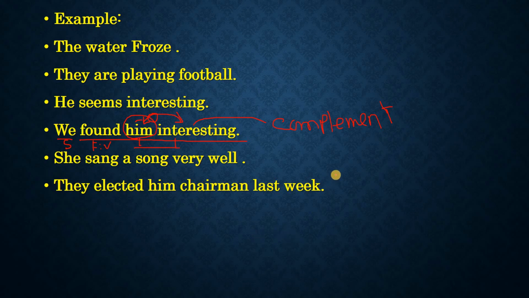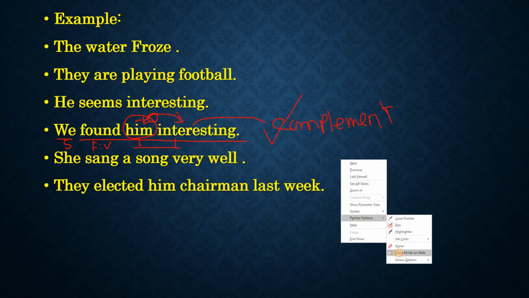Already you know that there are two types of complement: subject complement and object complement. So in this predicate part, we have found some element, that means complement. Okay, dear students.